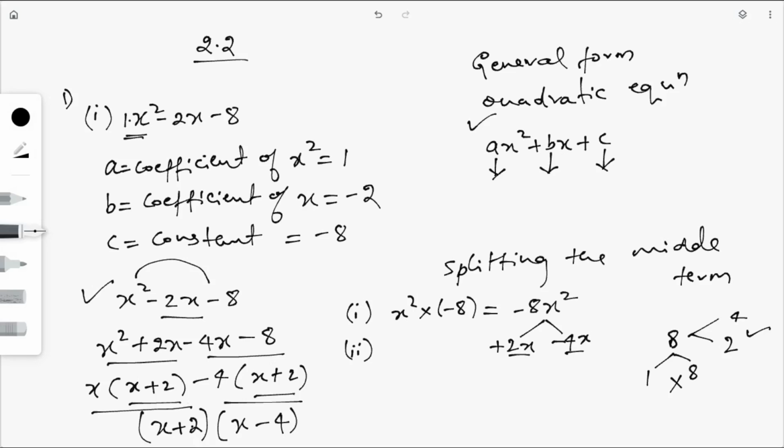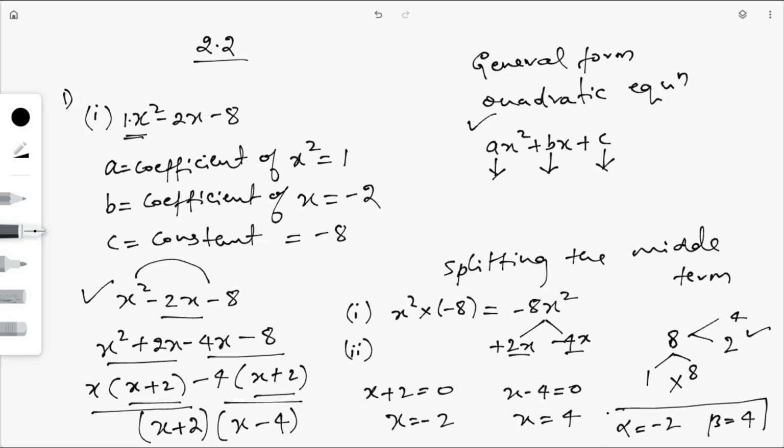So how to find zeros from these factors? Simple. Just equate them to 0. Equate x plus 2 to 0 and then x minus 4 to 0. So you will get x is equal to minus 2 and x is equal to 4. Fine. These two are the solutions or the zeros of the given quadratic polynomial, that is x is equal to minus 2 and x is equal to 4. Okay. So let me take them as alpha and beta. Alpha is equal to minus 2 and then beta is equal to 4. Fine. I hope you guys understood this finding the zeros by using the splitting the middle term.